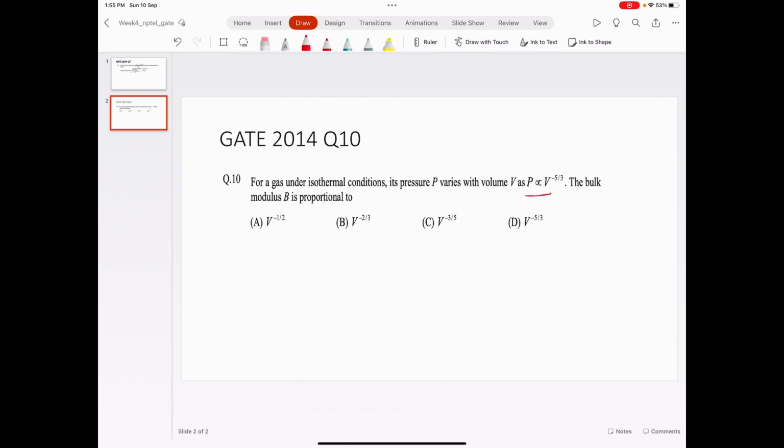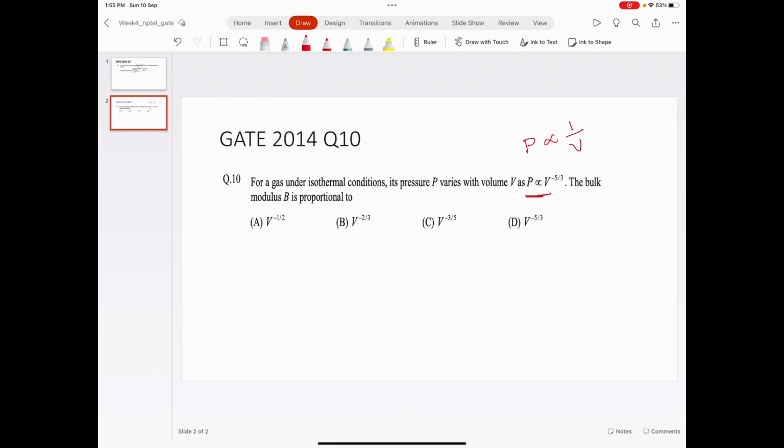Now what we need to calculate is the bulk modulus B, which is proportional to, these are the four options which are given. So we need to understand the bulk modulus, and then proceed. As we can see from the proportionality sign, P proportional to V to the power minus 5 by 3 is not an ideal gas under an isothermal condition, because had it been an ideal gas, P would be proportional to 1 by V.